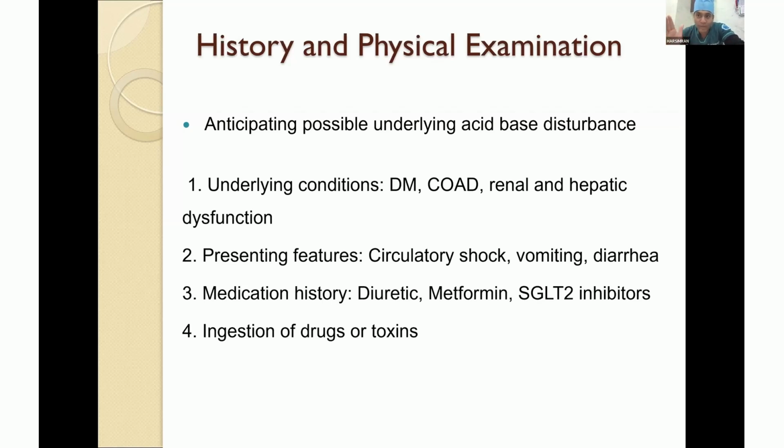Even for nursing, we should know whether the patient is diabetic, hypertensive, or a renal or CKD patient, who will always be in a metabolic acidosis state. Also, pre-existing features like circulatory shock, vomiting, diarrhea or GI losses become very important. Then medication history. Drugs like diuretics, metformin, and SGLT2 inhibitors cause changes in acid-base status. For example, metformin leads to lactic metabolic acidosis.